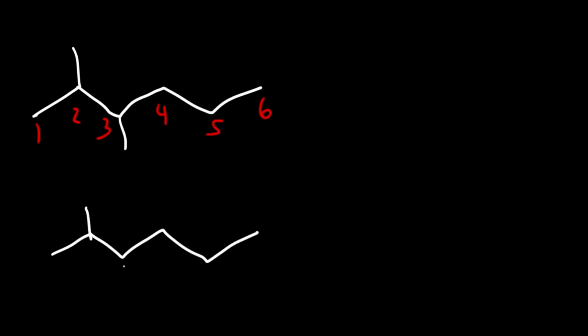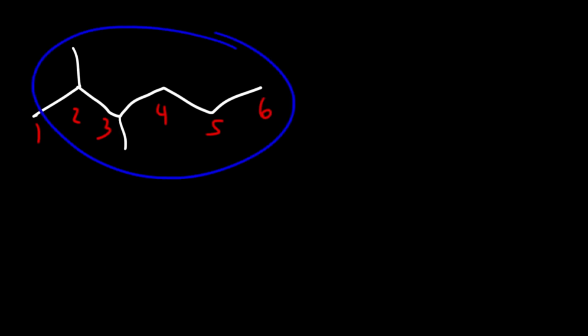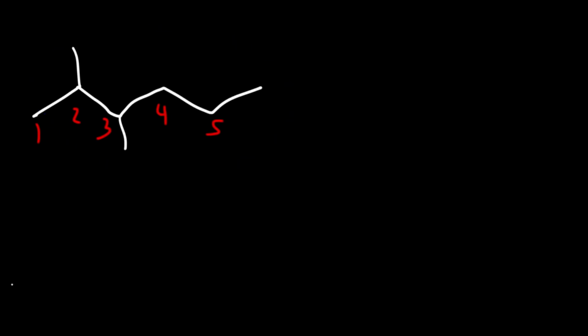Now what about this example? So clearly we need to number it from left to right rather than right to left, because we want the substituents to be 2, 3 instead of 4 and 5 if we counted it in this direction. So 2 and 3 are lower than 4 and 5, so we're going to use this example. Now we have a methyl group on carbon 2 and on carbon 3.